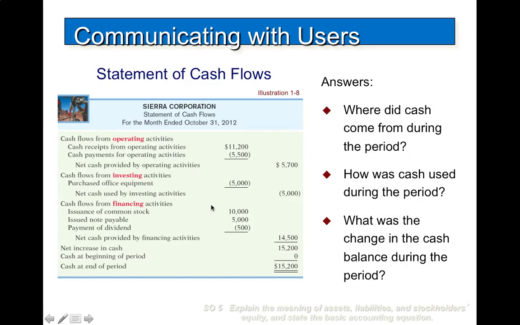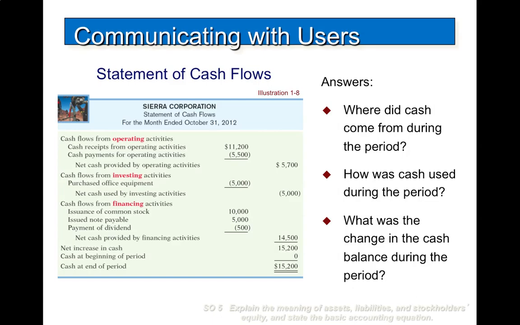To help investors, creditors, and others in their analysis of a company's cash position, the statement of cash flows represents the cash effects of a company's operating, you can see, investing, and financing activities. In addition, the statement shows the net increase or decrease in cash during the period and the amount of cash at the end of the period. Users are interested in the statement of cash flows because they want to know what is happening to a company's most important resource, and remember that is cash.